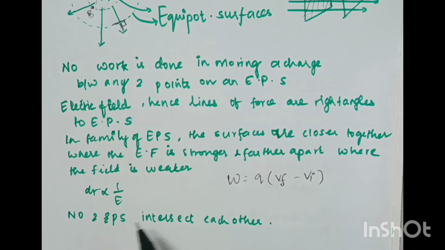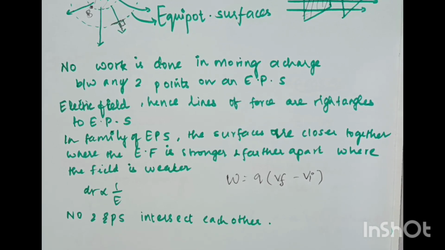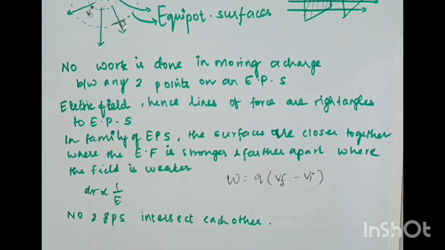No two equipotential surfaces intersect each other. So no two equipotential surfaces can intersect each other. That is also one more point, so please note it.